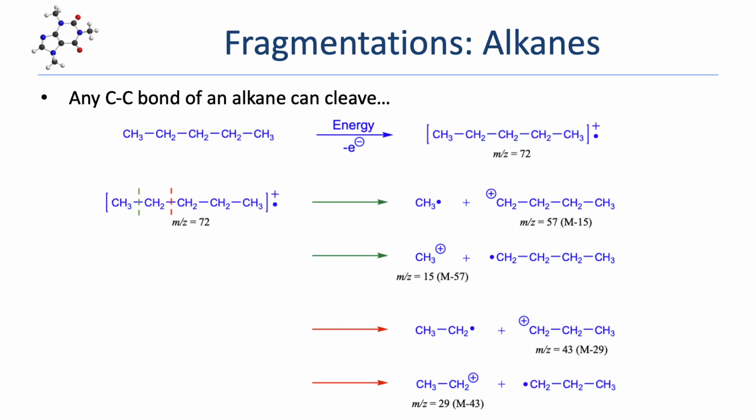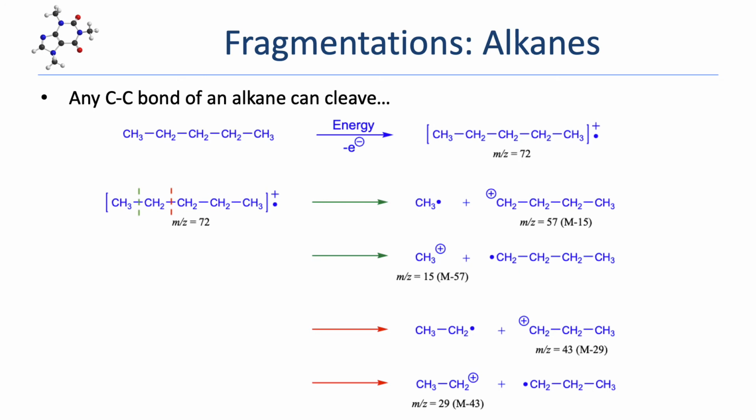Now the bond dissected with the red line can fragment similarly. The electron that is in that bond can either end up on the left carbon of that bond or the right carbon. In this case, if the electron went to the left, it would result in an ethyl radical and a propyl cation.